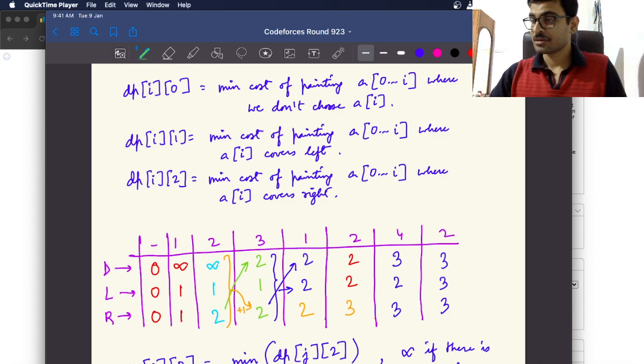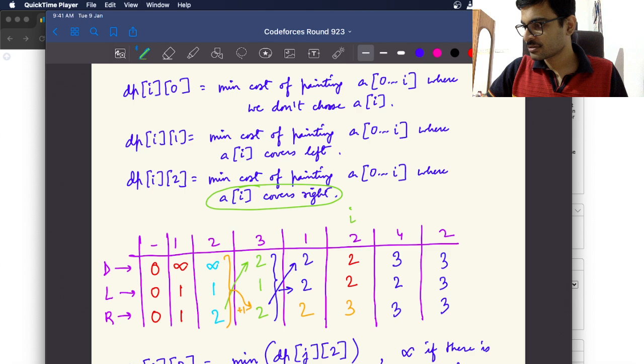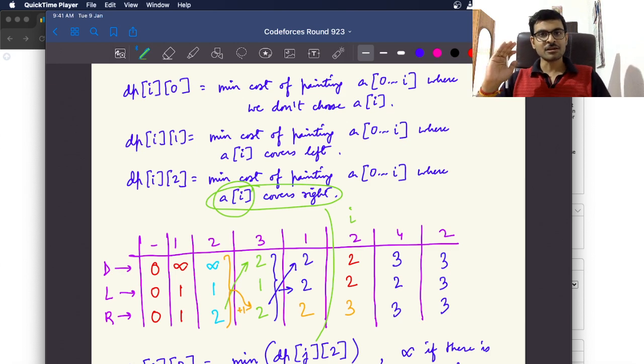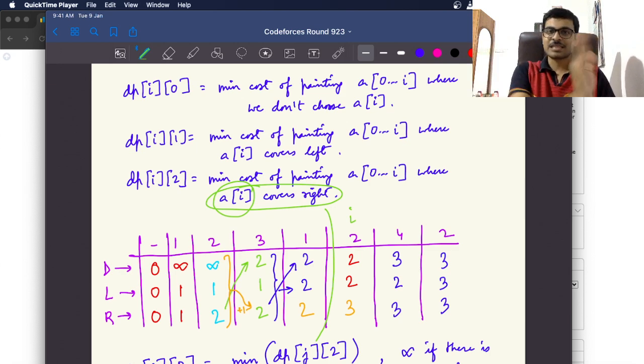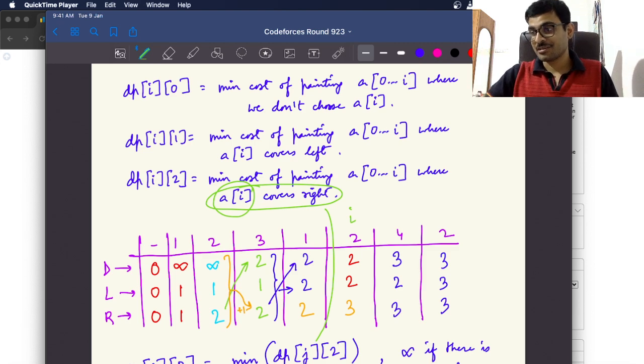So let us see. Let us start from the last one. dp i 2, what does this say? This says that a i will cover the right. What does this mean? This means that if this is i, up to i minus 1, a i will not cover. So up to i minus 1, we need the previous elements to maybe cover them. And a i will just focus on its right, on itself and its right. So what is the best answer up to here? If I say up to dp i 2, what is the best answer?